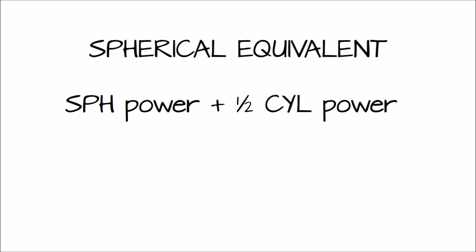And to find out where that is, you just take the spherical power and you add half of the cylinder power, and that will get you right to that circle of least confusion. There's a formula for this, but the formula seems so much more confusing than just remembering take the sphere power and half the cylinder power.